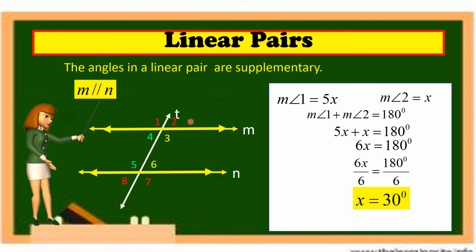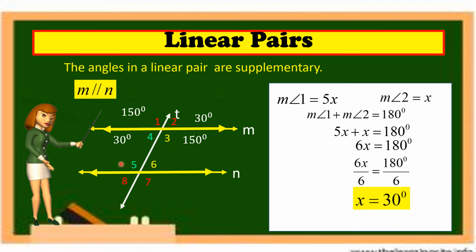So what is the measure of angle 2? The measure of angle 2 is 30 degrees. How about the measure of angle 1? That is 5 times 30, and 5 times 30 is 150 degrees. How about the measure of angle 4? That is 180 minus 150, that is 30. And the measure of angle 3 is 180 minus 30, which is 150.